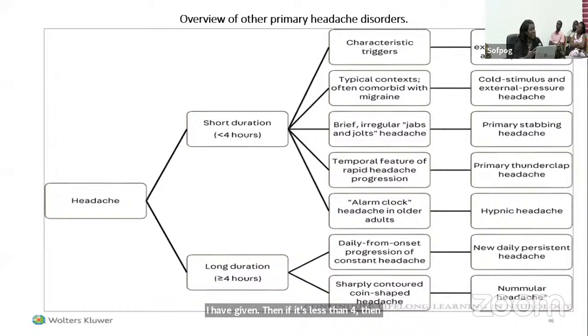So you may want to probe more in the history to find out whether there are triggers. If there are triggers, then you want to look at cough, exercise, sexual activity. Or if you think the headache wakes the patient up from bed, then you'll be thinking more of hypnic headaches and so on.